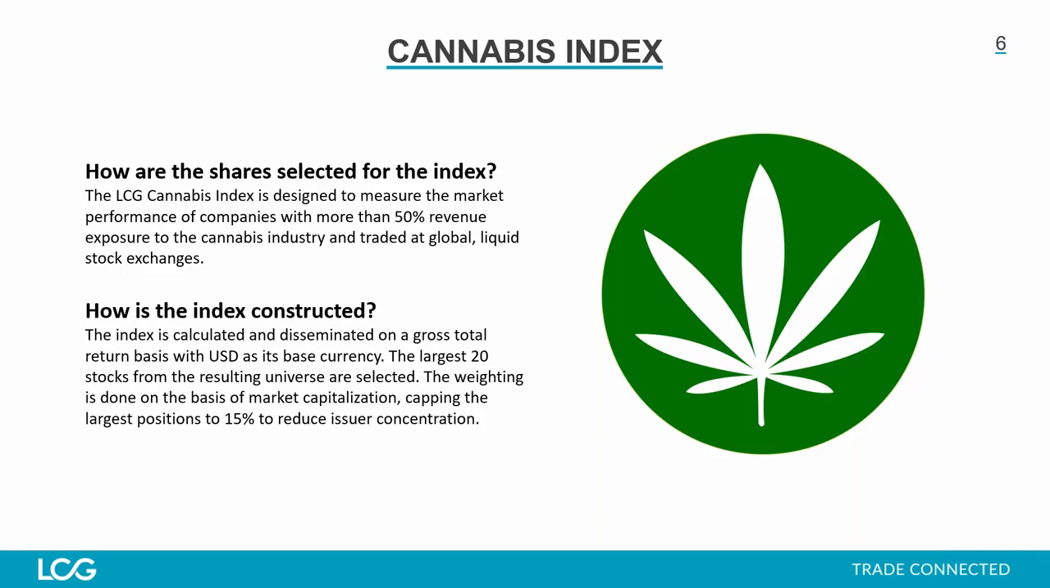And the weighting is done based on market cap, so the biggest companies will have the biggest weighting in the index, but it's capped at 15%. So no one company represents more than 15% of this index. And here it's talking about issuer concentration, but it's basically to keep the index diversified.